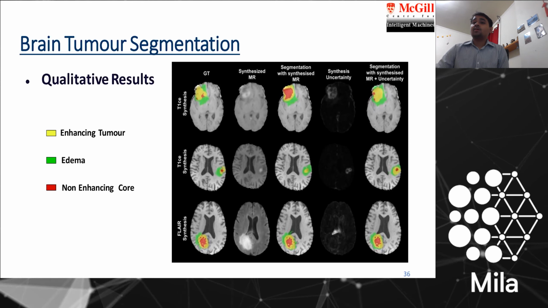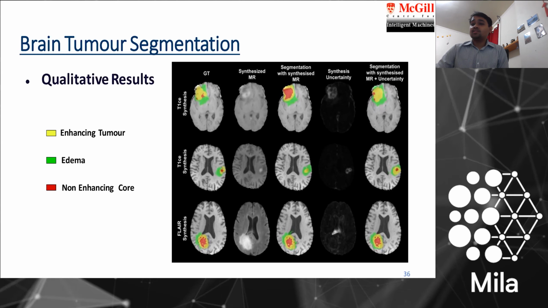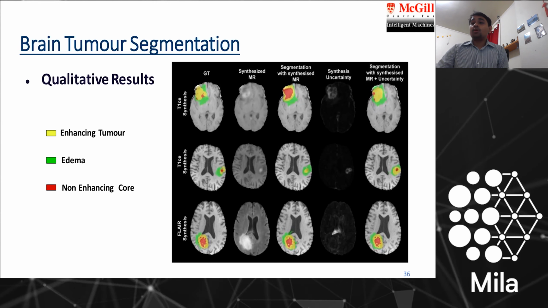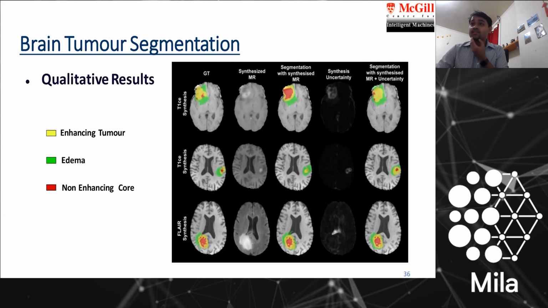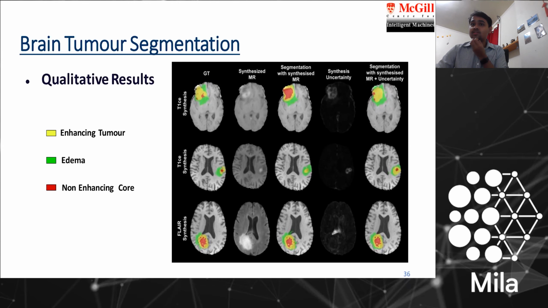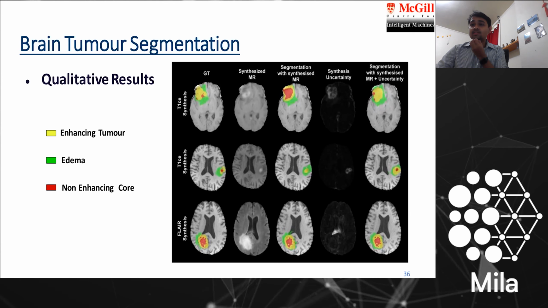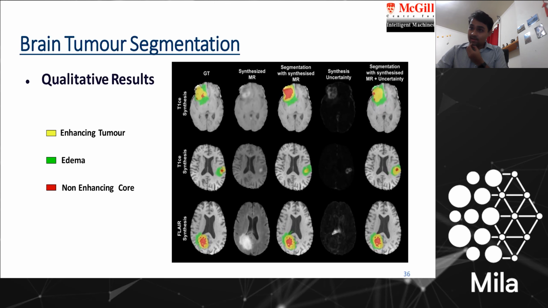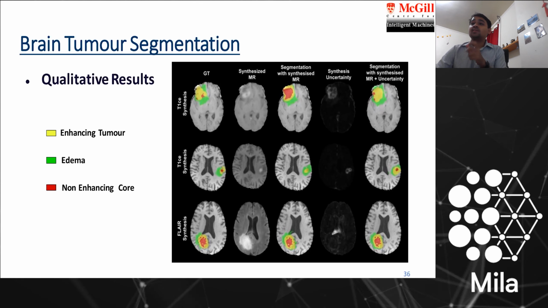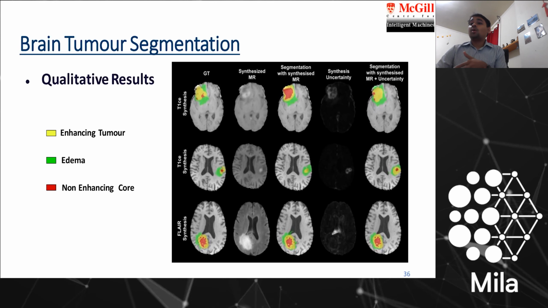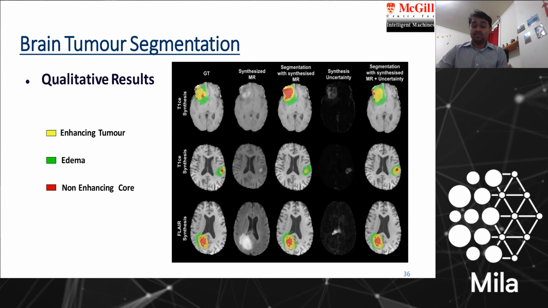Similarly, in the last row, you can see that for the FLAIR synthesis, in the synthesized MR, there is an enhancement inside the ventricles, but it should not be there because there is no enhancement within the ventricles. Now, if you look at the segmentation with only the synthesized MR, you can see that there is an edema inside the ventricles. When you look at the synthesis uncertainty, whenever there is a hyperintensity inside the ventricles, it is also uncertain. So when you use both synthesized MR and synthesis uncertainty, you are able to correct the mistakes and the network is able to get better performance, and there is no edema segmented inside that.